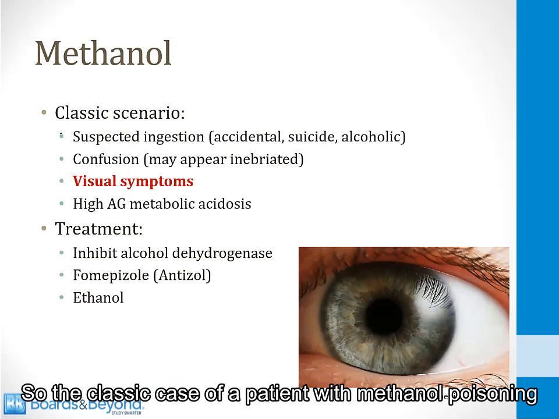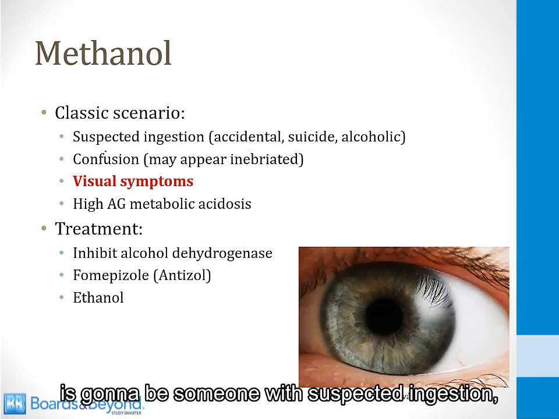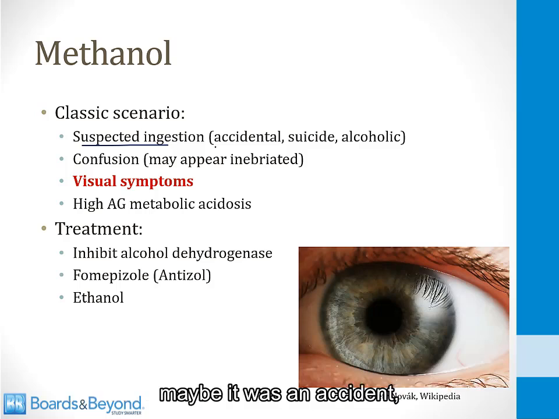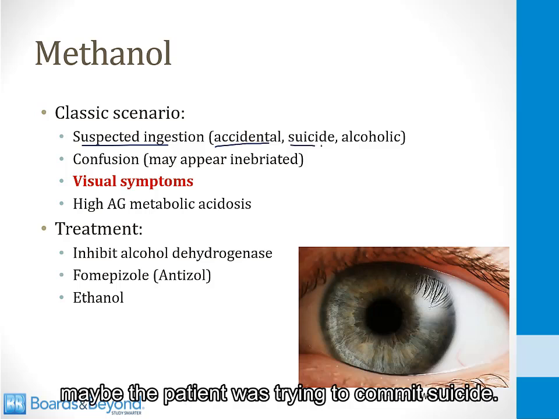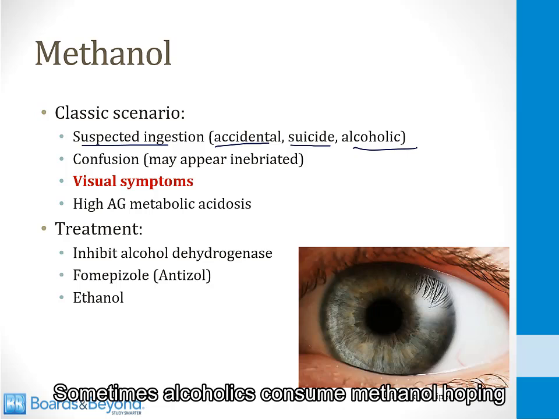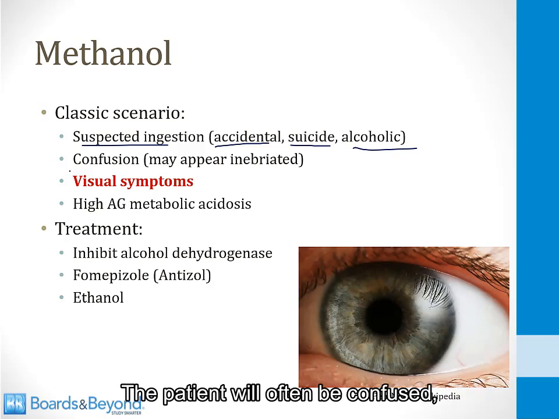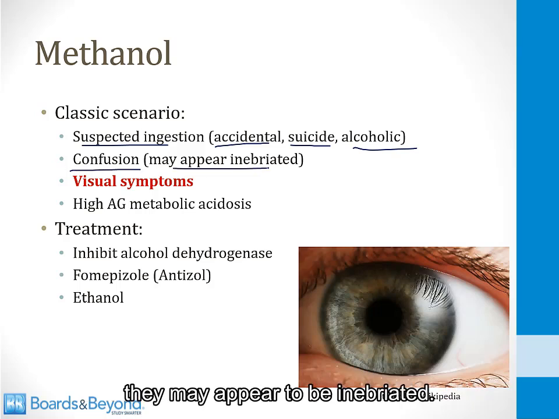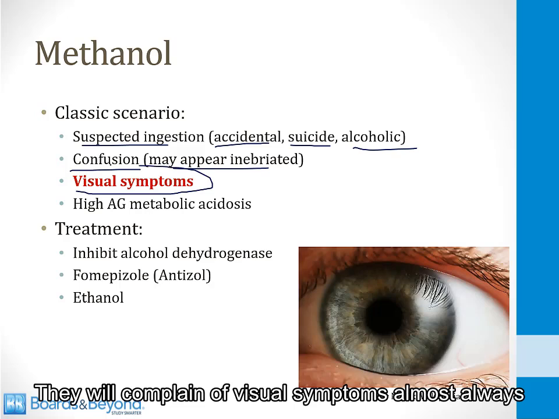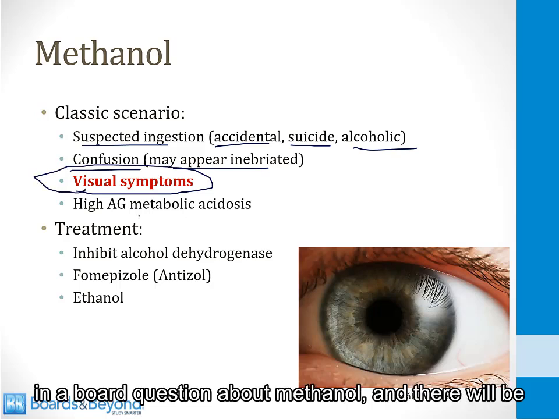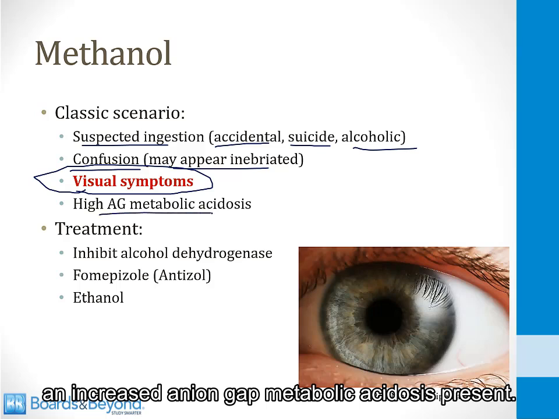So the classic case of a patient with methanol poisoning is going to be someone with suspected ingestion. Maybe it was an accident. Maybe the patient was trying to commit suicide. Sometimes alcoholics consume methanol, hoping that it will have an alcoholic effect on the body. The patient will often be confused. They may appear to be inebriated. They will complain of visual symptoms almost always in a board question about methanol, and there will be an increased anion gap metabolic acidosis present.